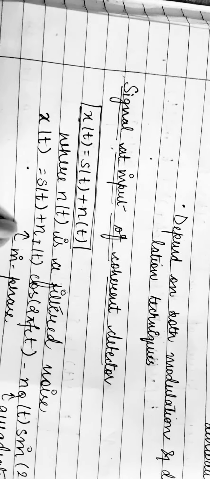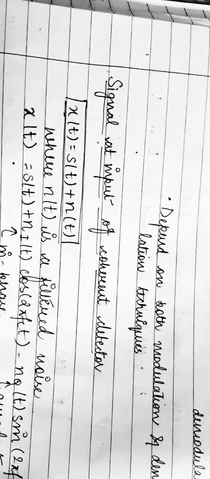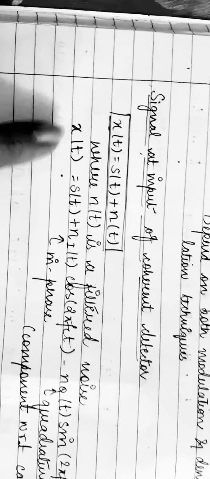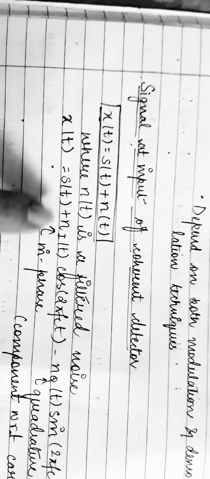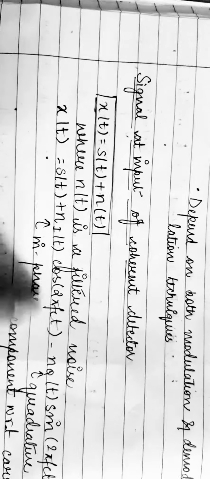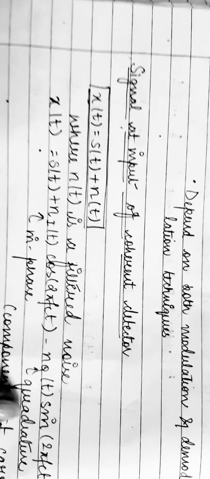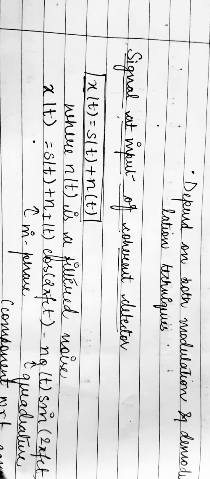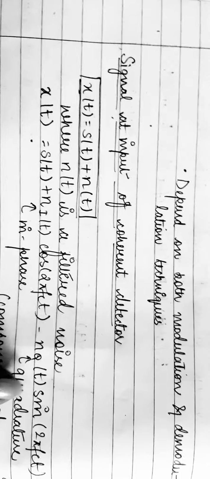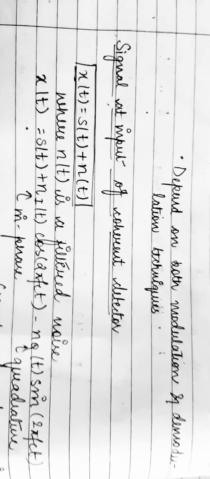Here x(t) is equal to s(t) plus, in place of n(t), that is your narrow band noise, we can write it as the in-phase component along with your quadrature component. So we write x(t) is equal to s(t) plus n_I(t) cos 2πf_c t minus n_Q(t) sin 2πf_c t, since n_I(t) represents your in-phase component and n_Q(t) represents your quadrature component.